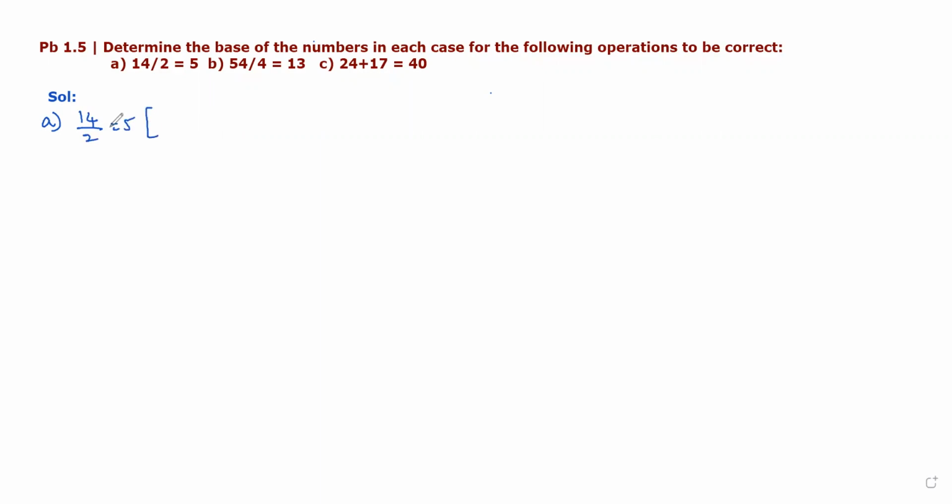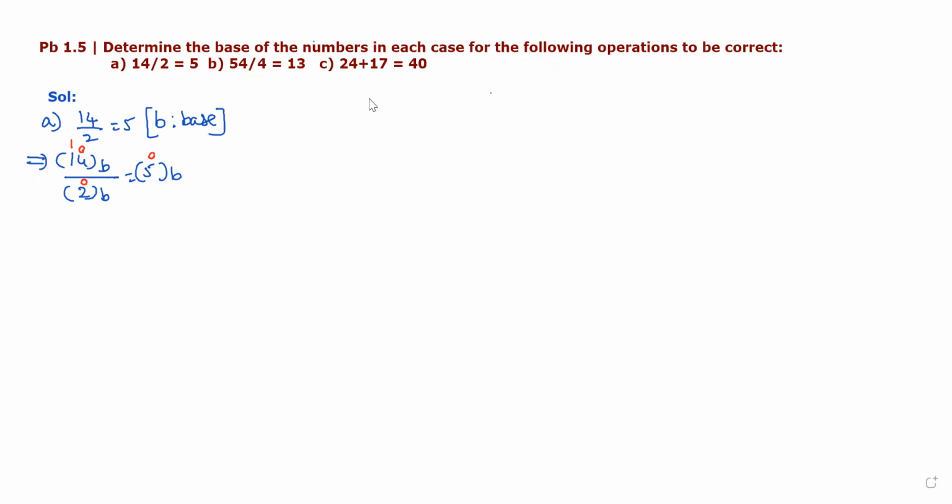Here we don't know the base of these numbers, so assume B as the base of these numbers and apply B to each number of RHS and LHS part. Then it becomes 14 with the base B whole divided by 2 with the base B equal to 5 with the base B. Now we should evaluate this expression by assigning the weights to each digit starting from LSB. So the weights are 0 and 1, and here only one digit is there, so the weight is 0. For RHS part also the weight is 0.